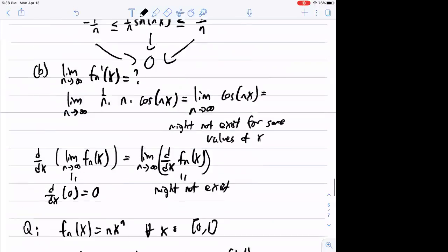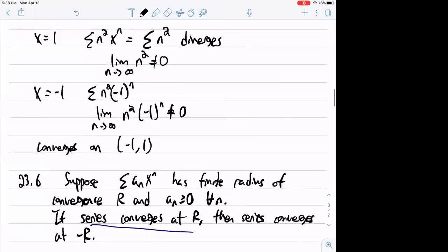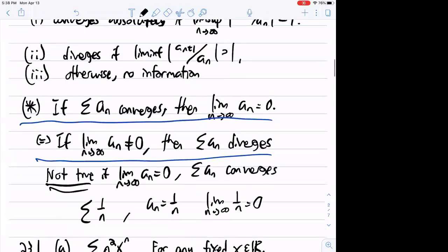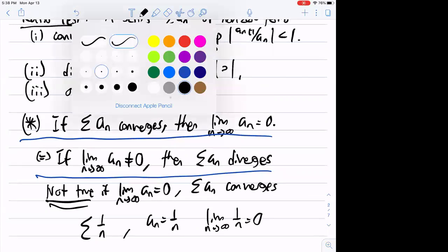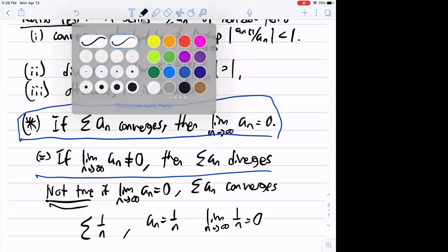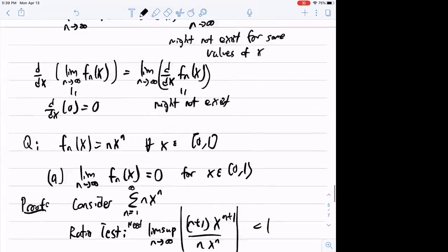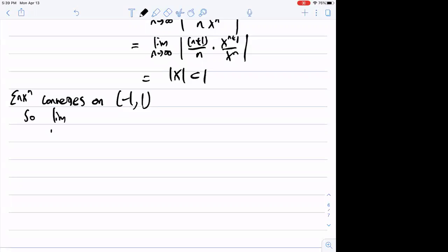So if you go back to star, where's star? Right here, the blue underline. If a series converges, the terms inside go to 0, right? So here my an is n x to the n. Since my series converges, my terms go to 0. So the limit as n goes to infinity of n x to the n is 0 for x in (-1, 1), by star.